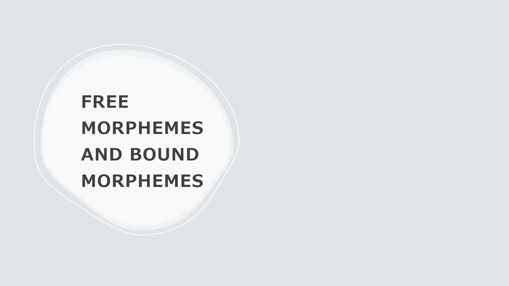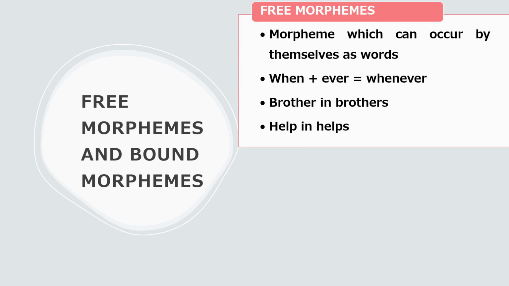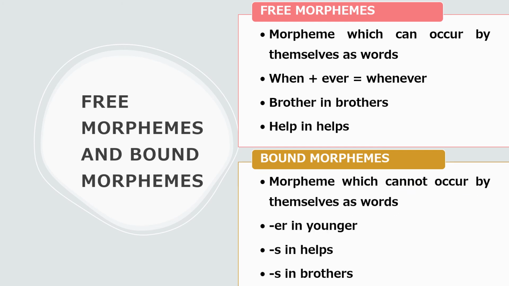A free morpheme means a part which can occur by itself, like when and ever in whenever, and brother in brothers. So a part which can occur independently is called a free morpheme. The second kind is the bound morpheme, those parts which cannot occur independently or by themselves, like -s in helps, -er in younger, or -s in brothers.